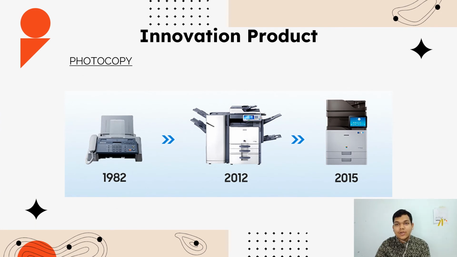The innovation of the photocopy machine: first, in 1982, it could only print black and white and the capacity of paper we could put in was just a little. Then in 2012, the machine became bigger and applied more functions, like we can print color and black and white. The tray capacity also became bigger.